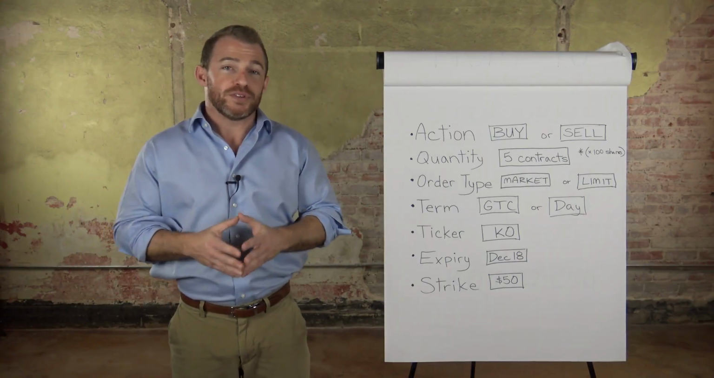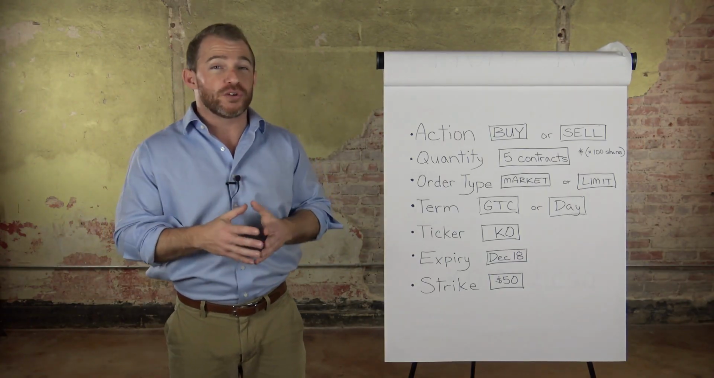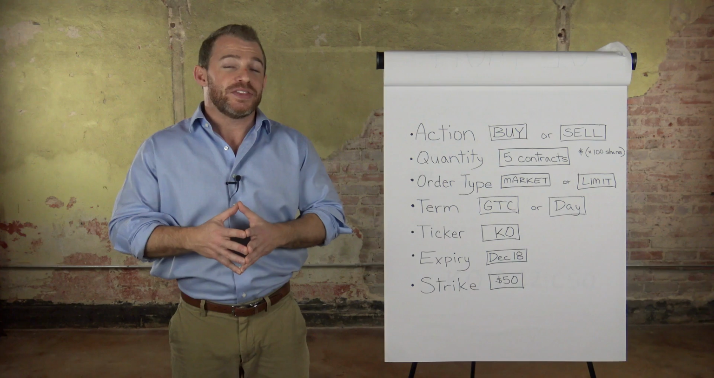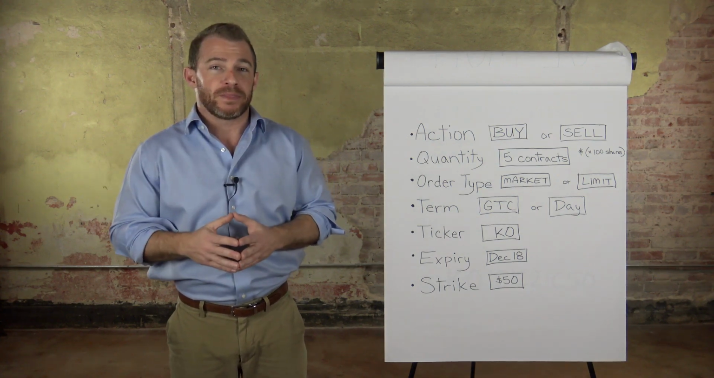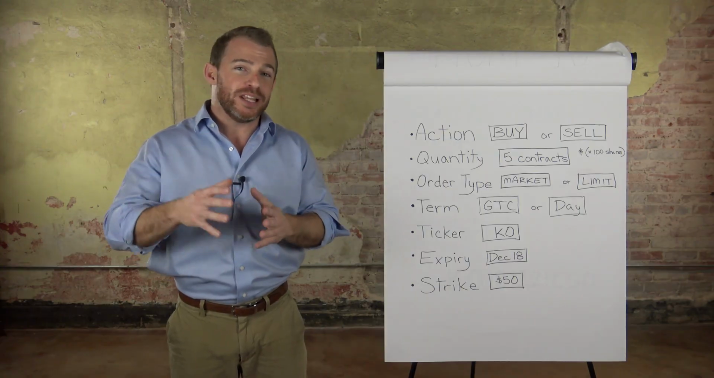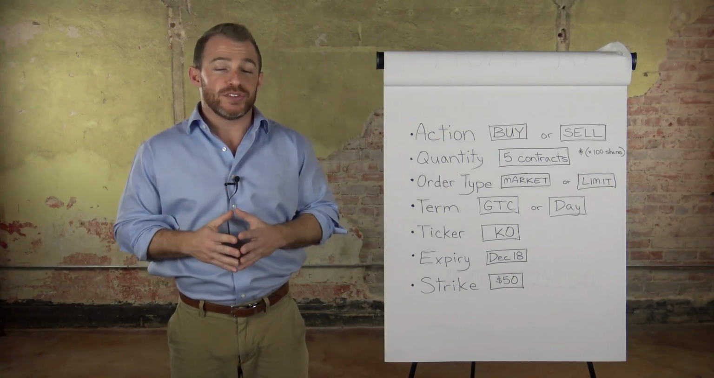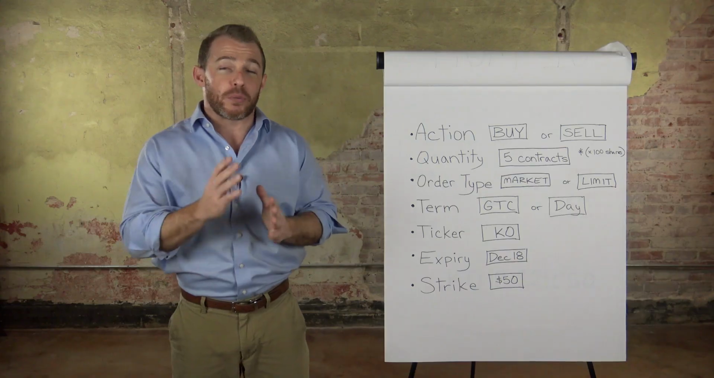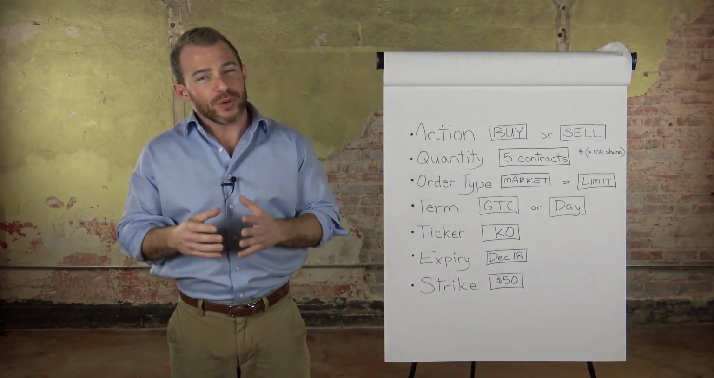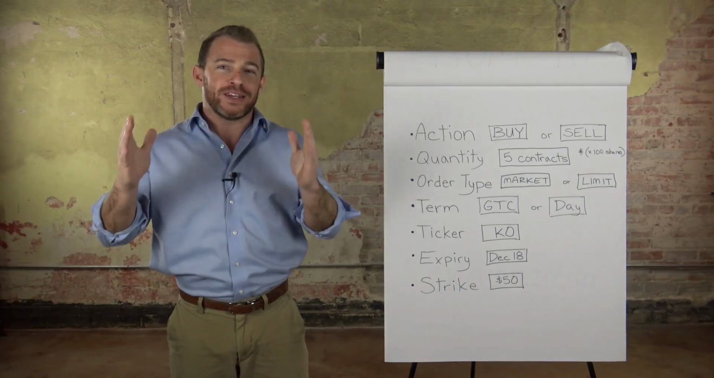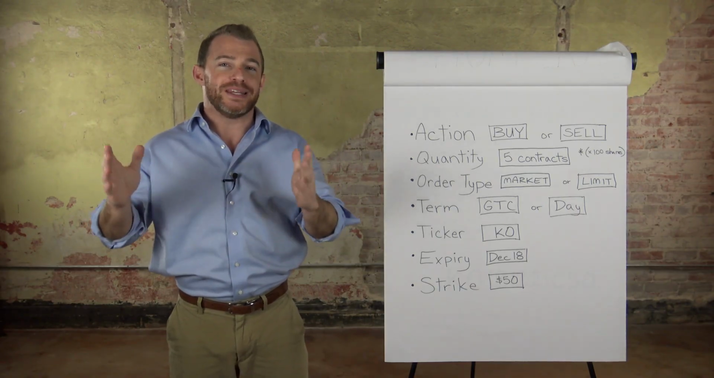Third is the order type. Is it a market order or a limit order? A market order is simply going to sell it at the current bid price or buy it at the current ask price. A limit order, on the other hand, is going to limit how much you pay or what you're willing to receive. Now, when it comes to options, whether we're buying or selling, I always suggest using a limit order. And the reason is they're generally more thinly traded and they have wider bid-ask spreads.